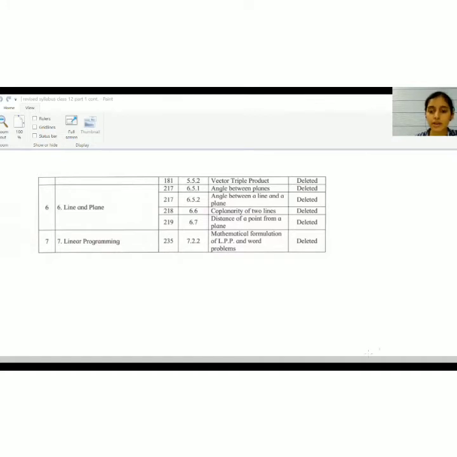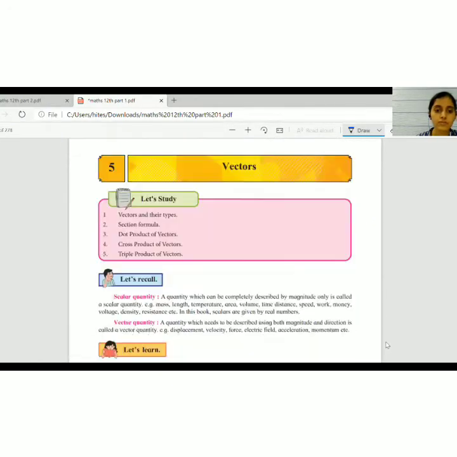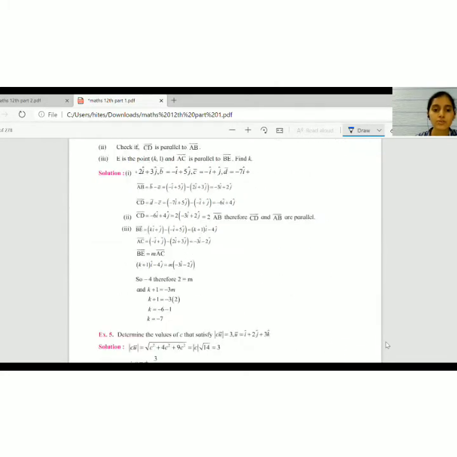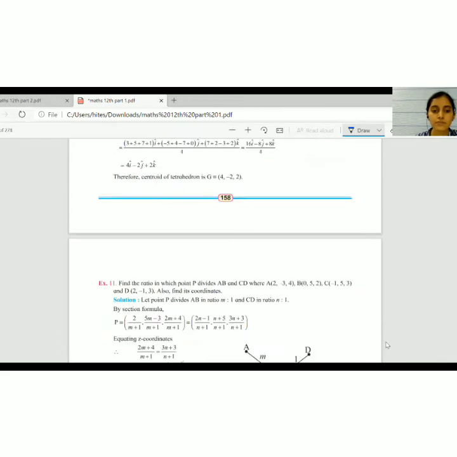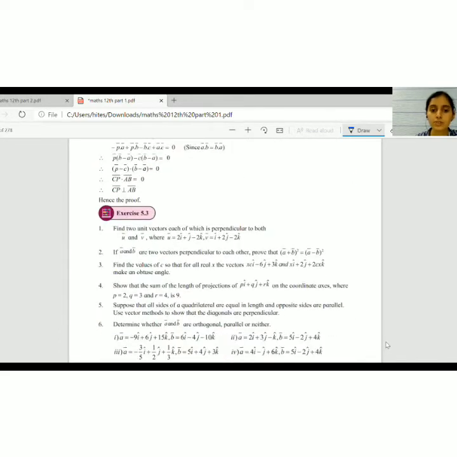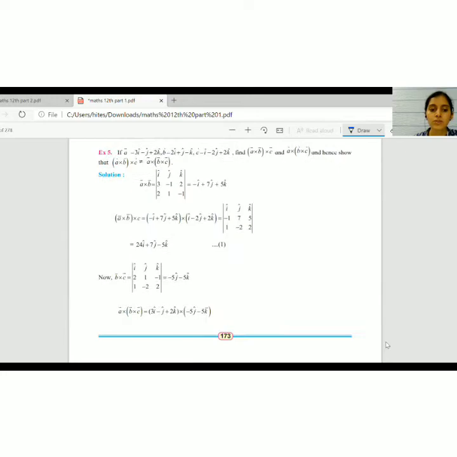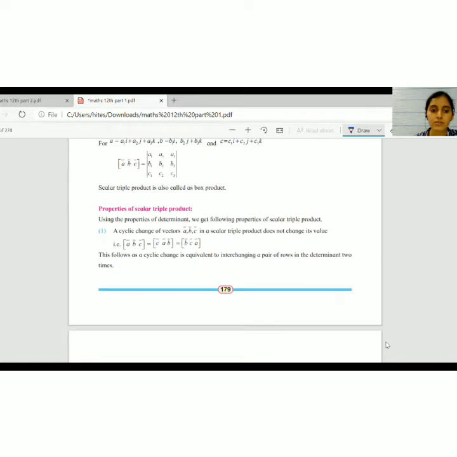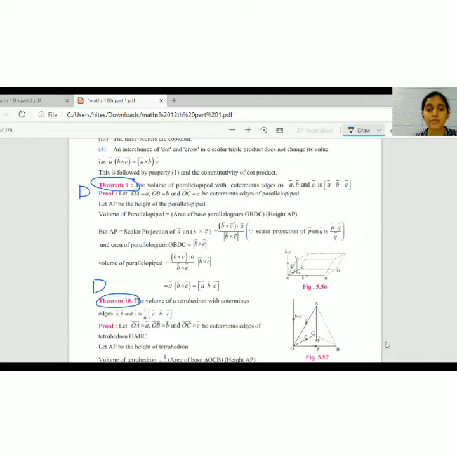Let's move to line and plane. Vectors first. I told you the triple product is not there, and the proofs of two theorems are not there. We will study the statement of the theorem and use it in sums as well. Yeah. So here 5.5.1 scalar triple product is there. Theorem 9, theorem 10, proof is not there.